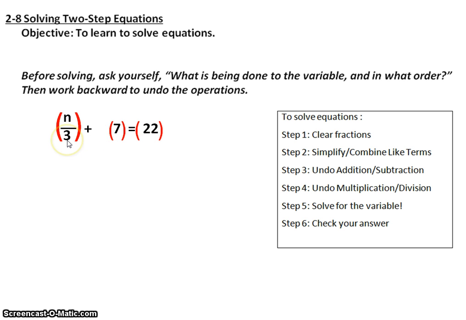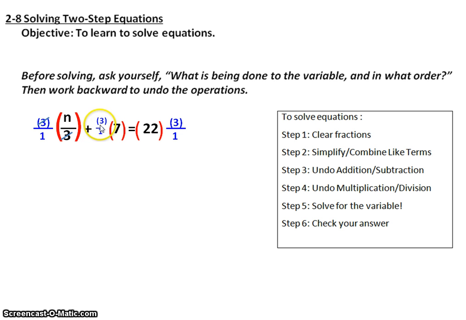If I multiply one term, I have to multiply all of the terms on both sides of the equal sign. So I would multiply by 3, or 3 over 1, multiply 7 by 3, multiply 22 by 3. In this first term on the left, the 3's will divide out, and I'm left with n. So I'm on my way to isolating the variable. I just cleared that fraction.